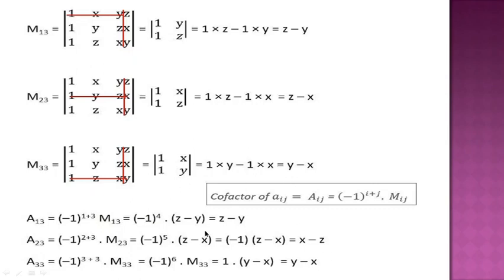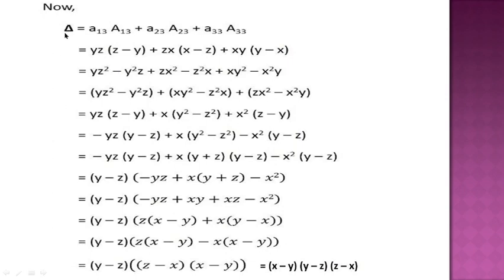Now we have to put all these values in the formula. The determinant is equal to this, put in their values and simplify. We have opened the brackets, then you have to do the regrouping for the solution, and then simply take out common factors outside the bracket, multiply and simplify, and you will get the answer as X minus Y, Y minus Z into Z minus X.